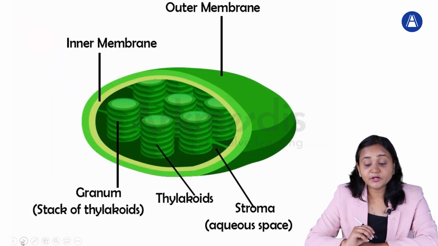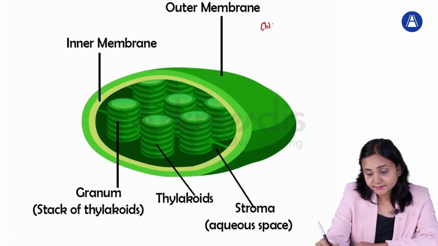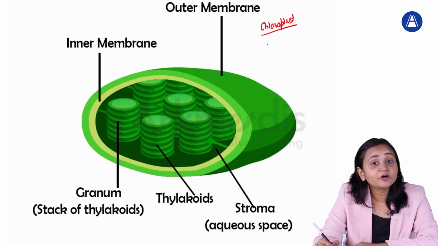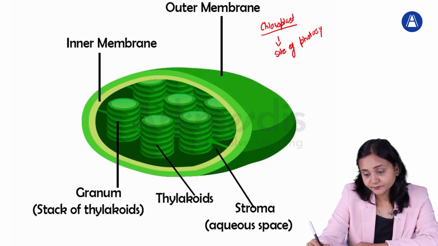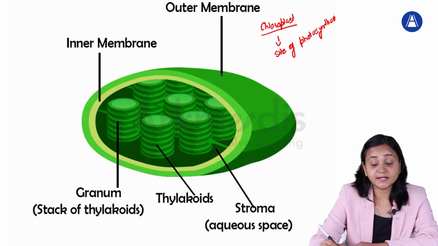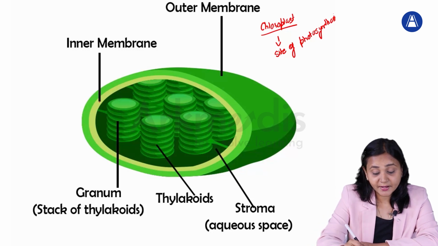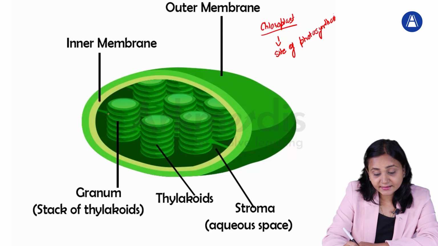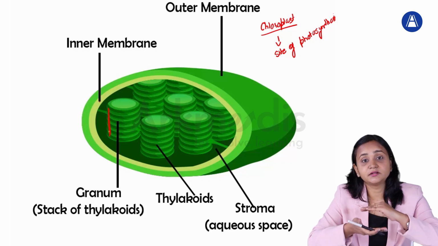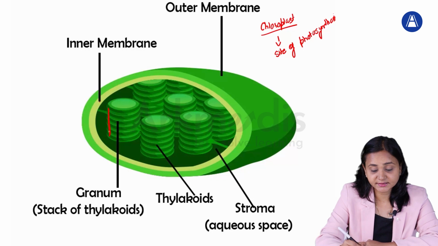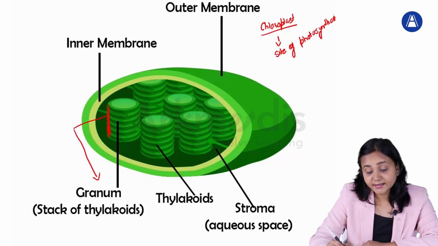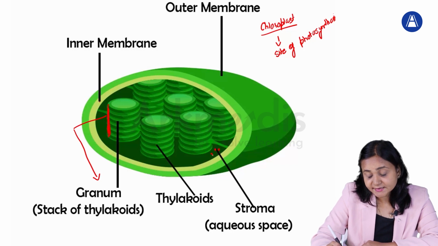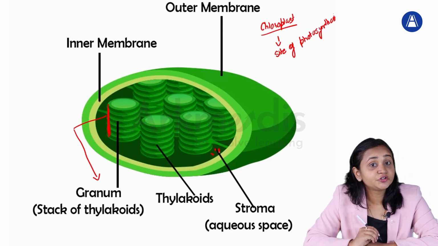Okay, this is the structure of the chloroplast. It is the site of photosynthesis. Now it has an outer membrane and inner membrane. Now these stack-like structures, stack means one above the other, these are called the grana. While the fluid-filled space is called the stroma.